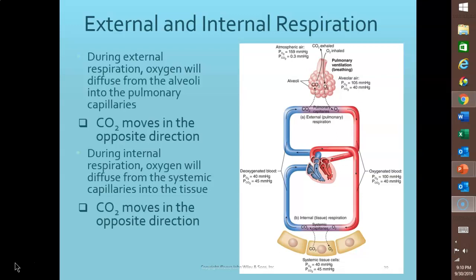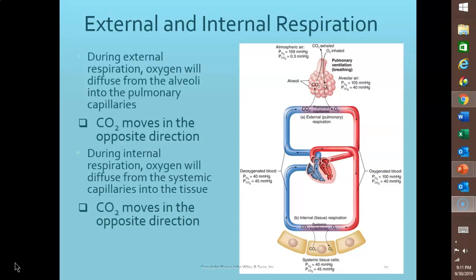External respiration in the lungs will convert deoxygenated blood coming from the right side of the heart, remember that's our pulmonary circuit, into oxygenated blood that's going to return to the left side of the heart, the systemic circuit. As blood flows through the pulmonary capillaries, it picks up oxygen from the alveolar air and unloads CO2 into the alveolar air. Even though we usually call this process gas exchange, it's not really exchange because each gas moves independently from the area where its partial pressure is higher to where its partial pressure is lower.